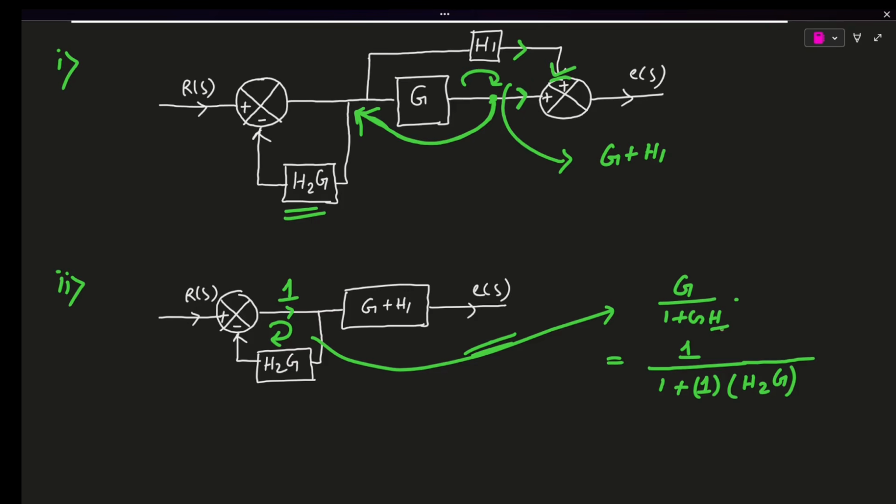Here H signifies the feedback path gain. So here the feedback path gain value is H2 into G. That's why we multiplied H2 into G with 1. So its answer will be 1 by 1 plus GH2. So now let's make the new diagram.